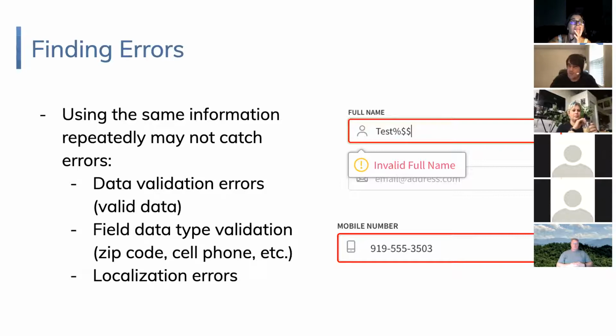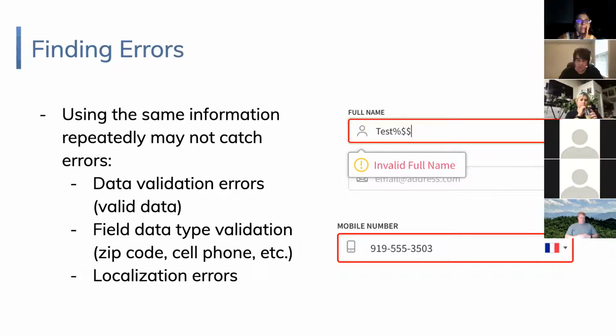There are also errors with field data type collection. So zip codes, cell phones. Zip codes are formatted certain ways. Cell phones are formatted certain ways in different areas. And speaking of that, localization issues. To the right here, I have my random Raleigh number, and we see it's coming up with a localization error that it's not valid in France. We'll talk about validation and localization in the upcoming lab demo.